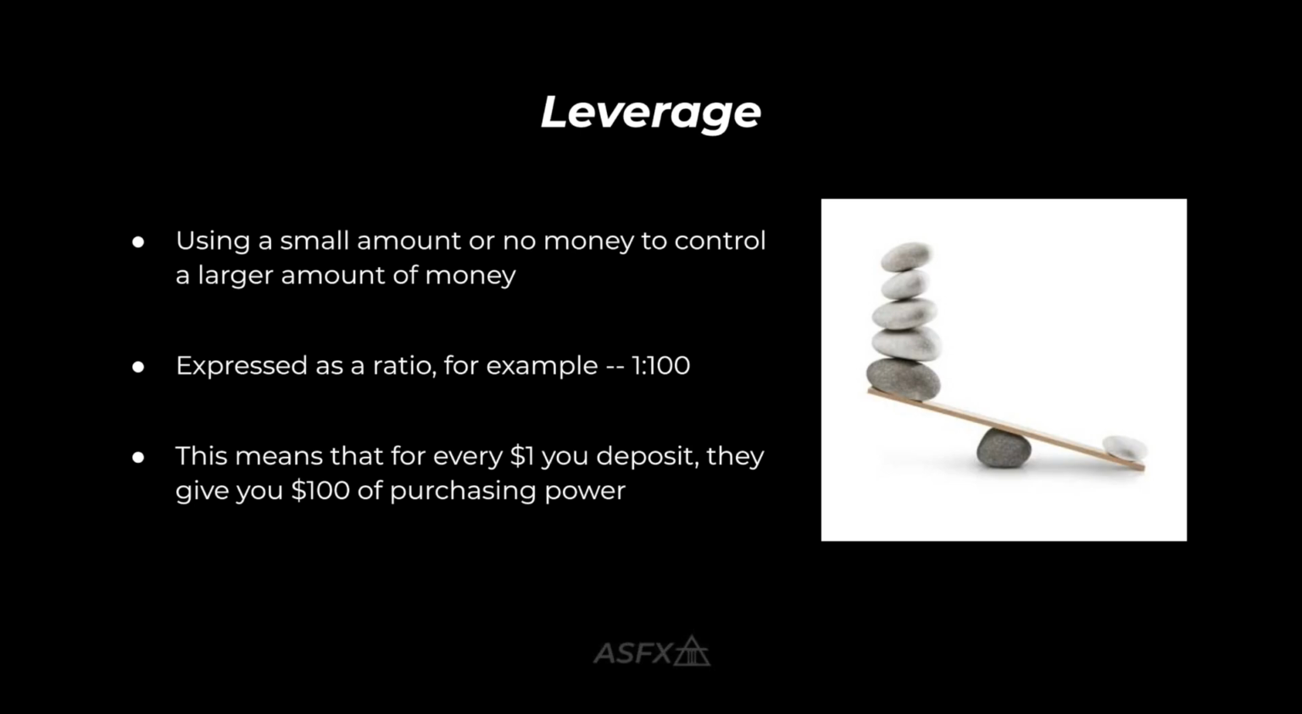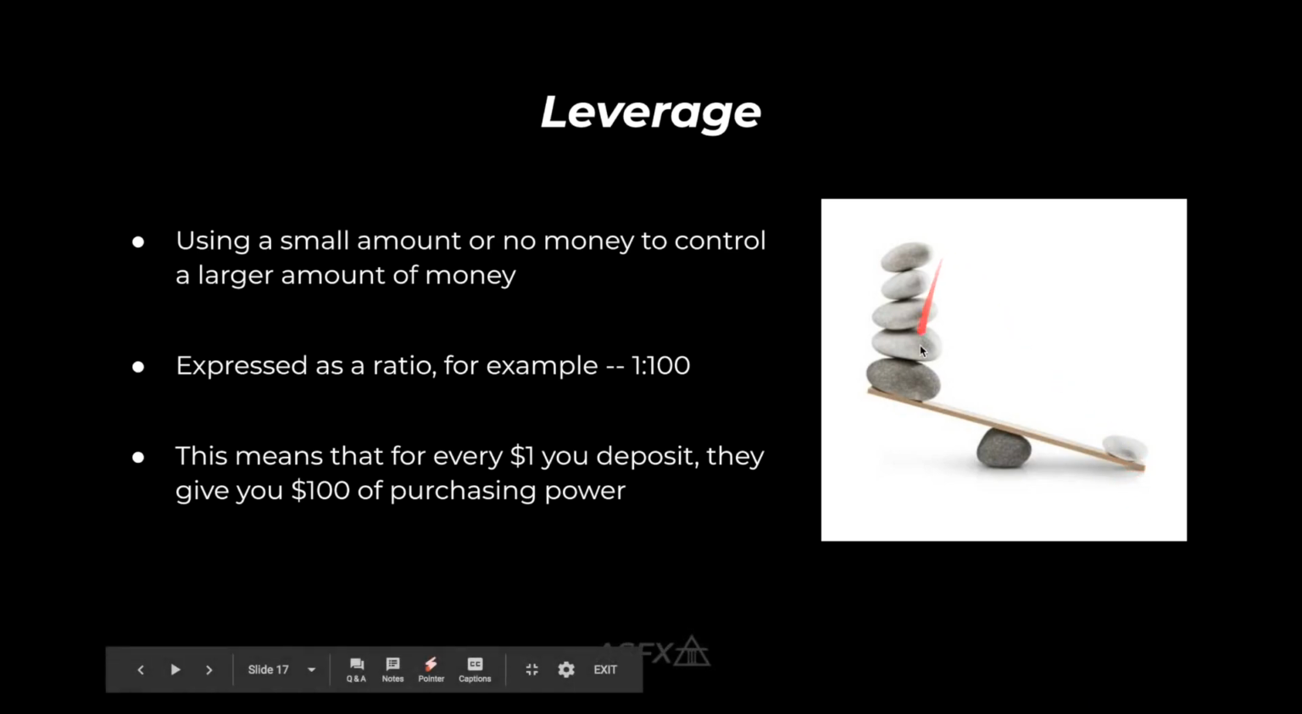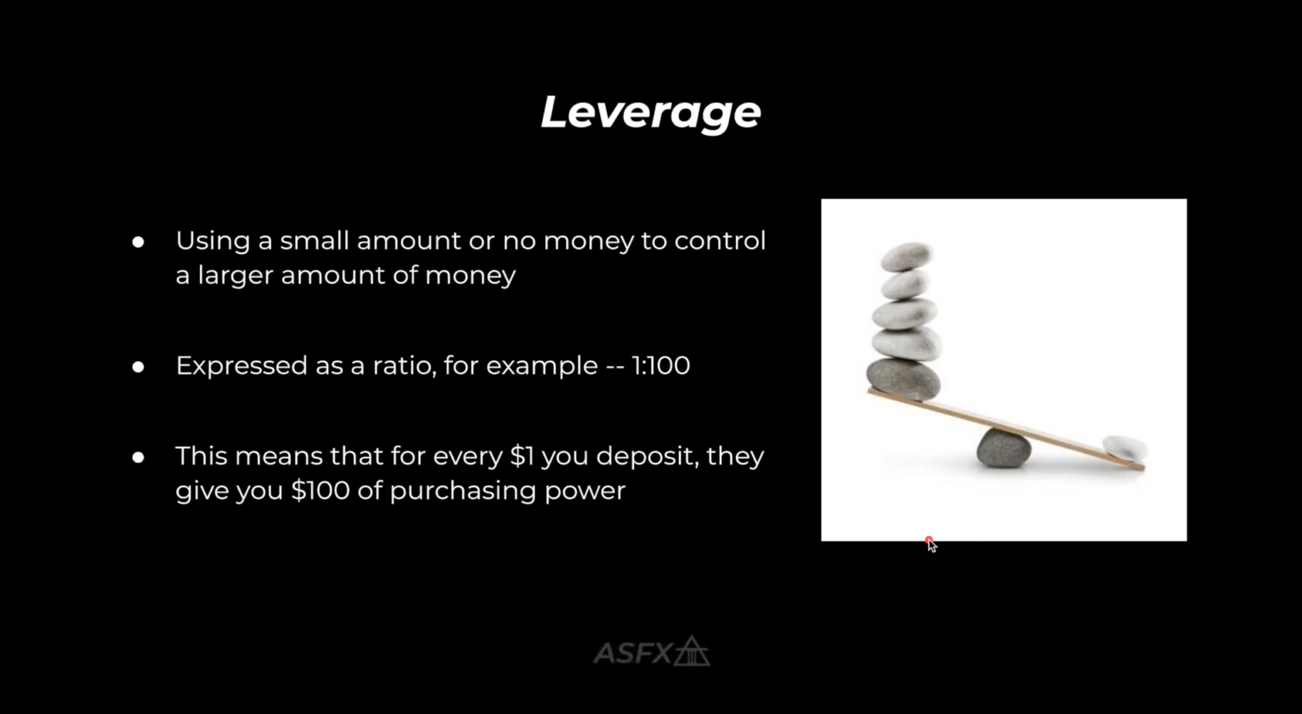Using a small amount of money or no money at all to control a larger amount of money is what using leverage is for. Like this picture here, the smaller rock is outweighing even the stack of these big rocks. You're using less to mean more. And it's expressed as a ratio, for example, of 1 to 100. What this means is that for every dollar that you put into your account, the broker is going to give you $100 of purchasing power. Leverage allows you to increase your exposure to a financial market without having to commit much capital at all.